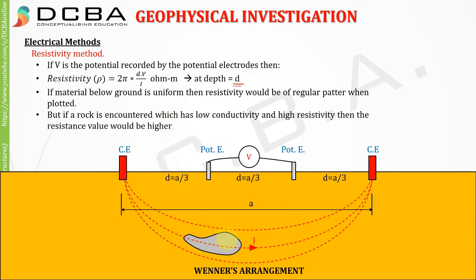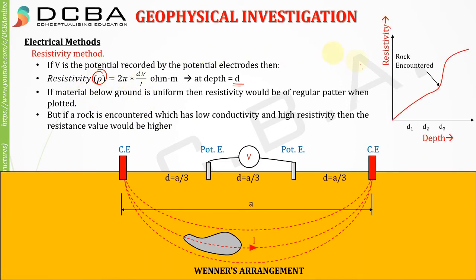So let us say that this rock has low conductivity, which is generally true because rocks are bad conductors, but the resistance that it will offer to the current would be high. So in such a case, the resistivity value that you will get would be high, and a graph which would normally be true for such a case would be like this. At depth d3, let's say, you get a sudden spike in the resistivity, and you will understand that there is a rock at this particular depth.